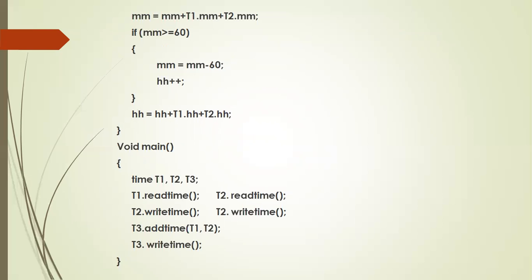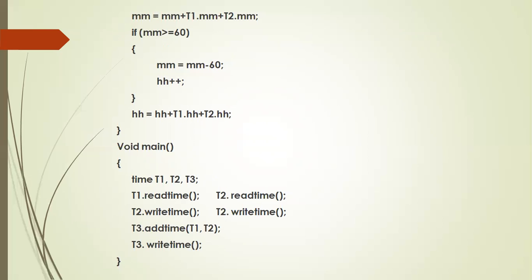Now, just similar to the previous example, you declare three objects T1, T2, T3. The input objects are T1 and T2, and the output object is T3. So T1.read time, T2.read time, then T1.write time, and T2.write time. It should be T1.write time, then T2.write time. Next, in the previous example, you called add complex like C3 dot add complex C1 comma C2. Here it is T3 dot add time T1 comma T2. Now the result is stored in T3. You call the write time with T3.